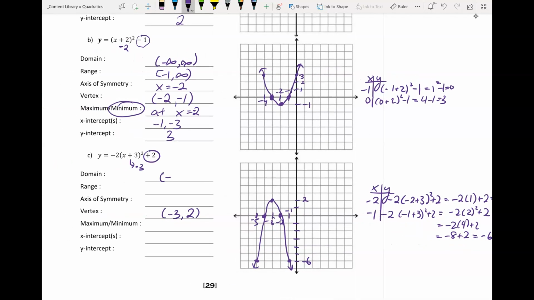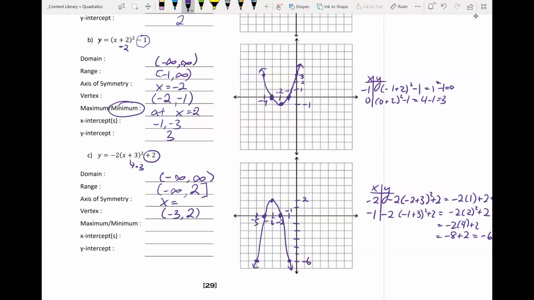Our domain is the usual, -infinity to +infinity. Our range, if you look from bottom to top, our arrows are pointing down, so our left side is going to be -infinity for our range, and then it's going to go up to 2, because that is our highest point for our y value, and we are going to touch it.